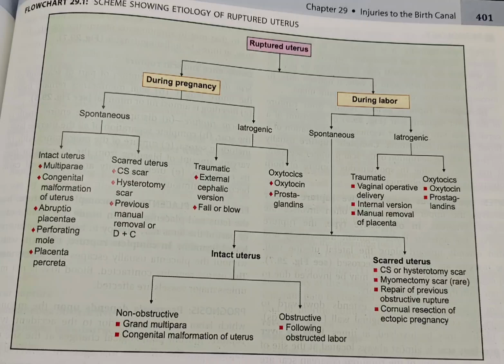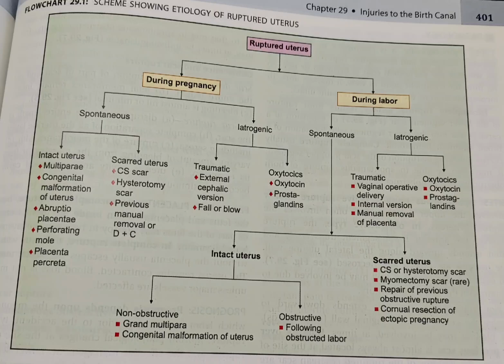Good morning, everyone. We are going to talk today about uterine rupture. We'll study the definition, the causes, and the management of the following. So, let's define what we mean by rupture of uterus. It means disruption of the continuity of all the uterine layers beyond 28 weeks of pregnancy.